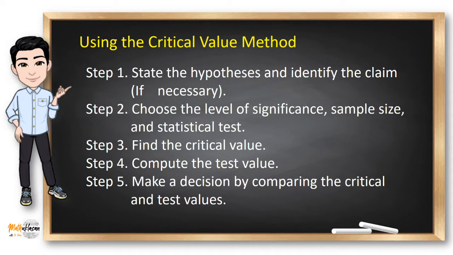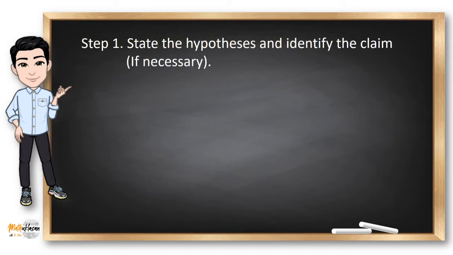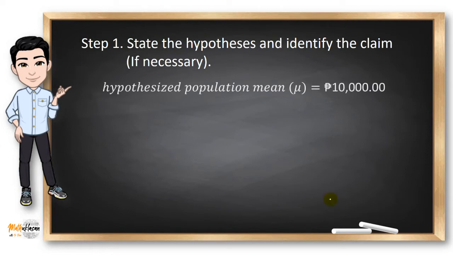In my previous video titled Fundamentals of Hypothesis Testing, I summarized the steps into 5 whenever we want to use the critical value method for hypothesis testing. The first step is to state the hypothesis and identify the claim if necessary. In our problem, the hypothesized population mean is 10,000 pesos.